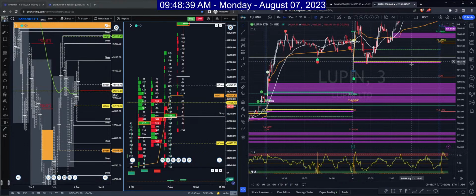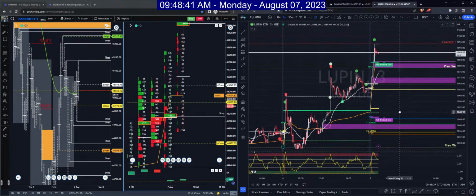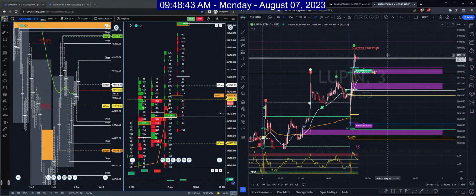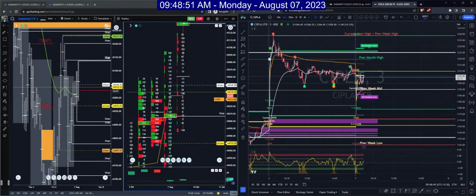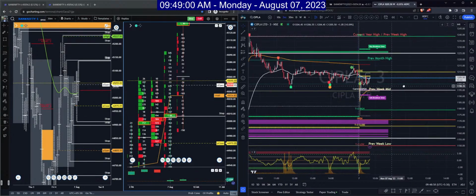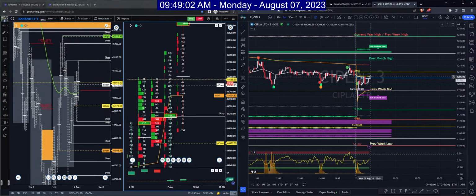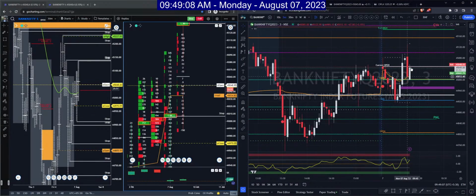Okay, let me just go to Lupin. Lupin is still making the new high. Cipla. So today, based on the screener, it gave me Cipla as the area where the sellers are trapped, but we are still developing within the range. No change. We are seeing supply at 1205 level. Okay. But yep, short covering is seen.